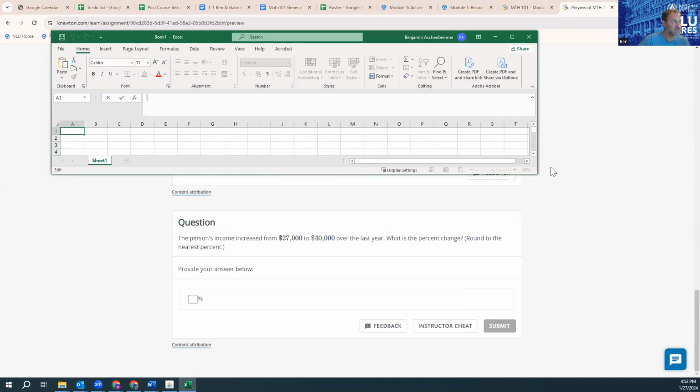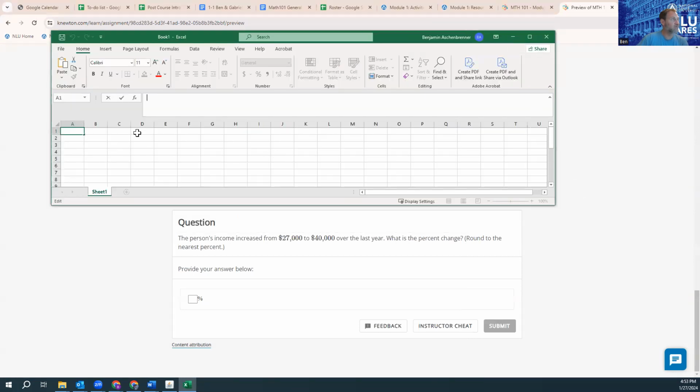27,000 to 40,000. So the change equals 40,000 minus 27,000. There is a way to write absolute value in Excel, so I wanted to do that. I could say ABS. It doesn't make any difference in this one because it actually went up.